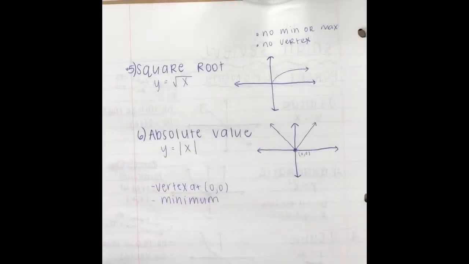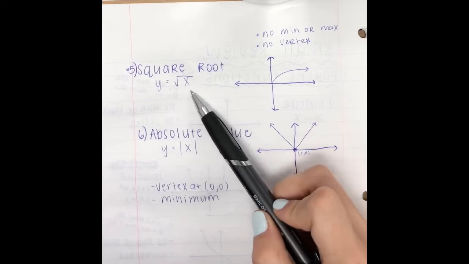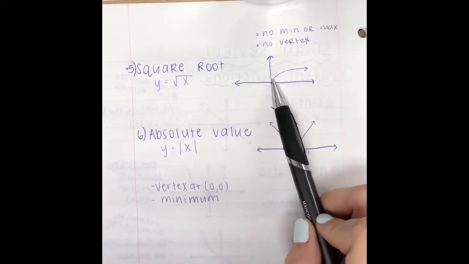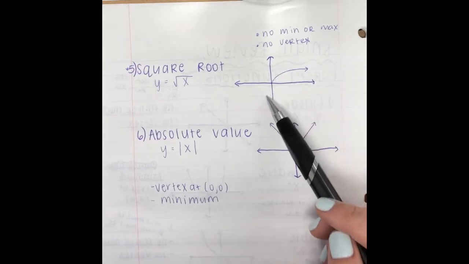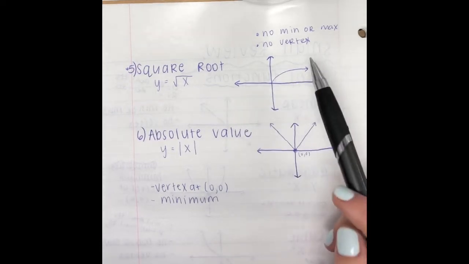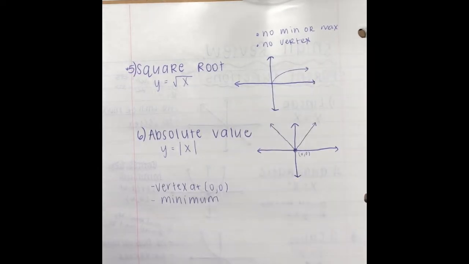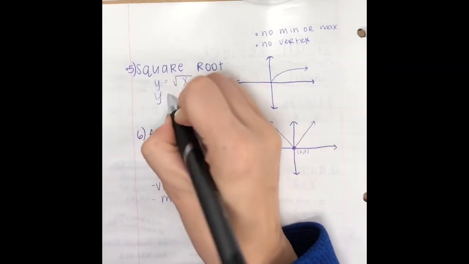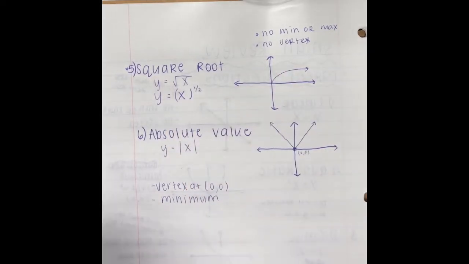All right, and then our last 2 parent functions, we have our square root parent function, which is y equals the square root of x. And it just starts at the origin and then goes outwards. So it's kind of like half of your cube root function. No minimum, no maximum, no vertex. Oh, another way you could write this is x raised to the 1/2 power, okay?